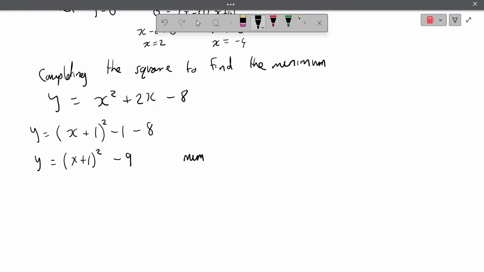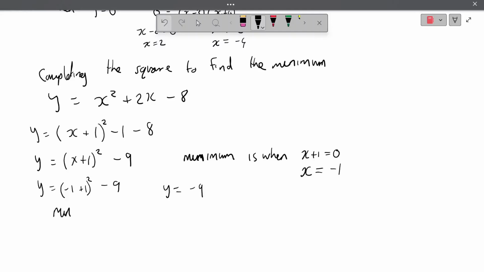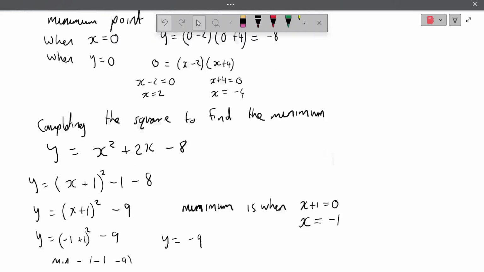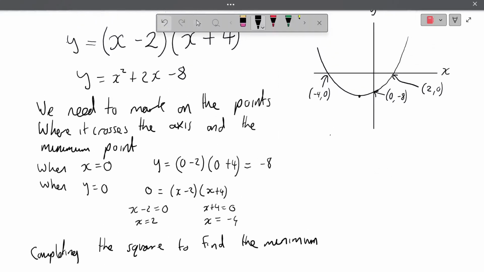Our minimum is when x plus 1 equals 0, or x equals minus 1. So our y is minus 1 plus 1 squared, which is 0, minus 9, or y equals minus 9. So our minimum equals minus 1, minus 9, which would be that point there. Minus 1, minus 9.